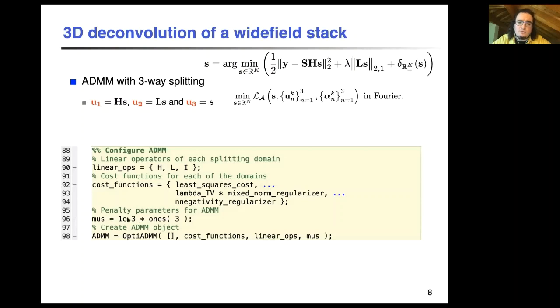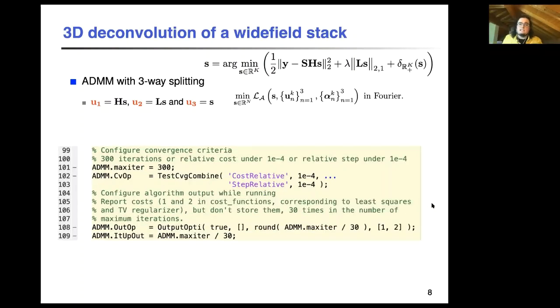In ADMM, you have to select these penalty parameters, which we set empirically. At this point, you've already defined what ADMM has to do. The only thing left is to tell it the maximum number of iterations and the convergence criteria.